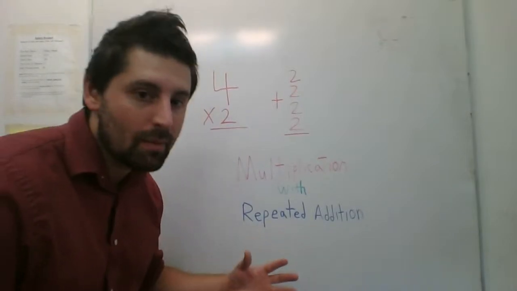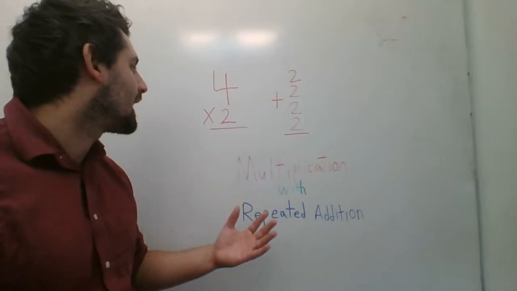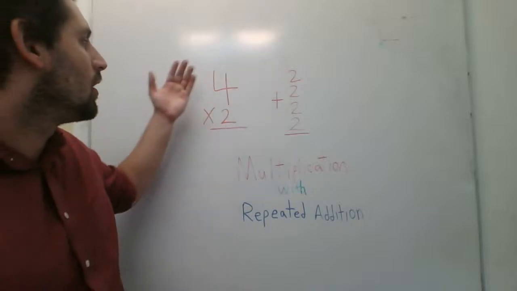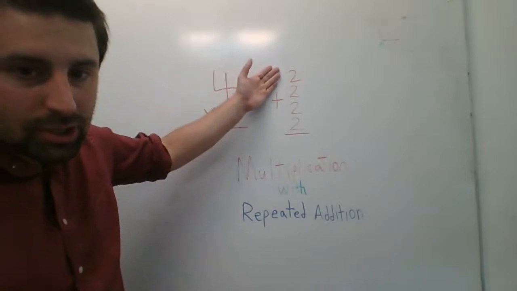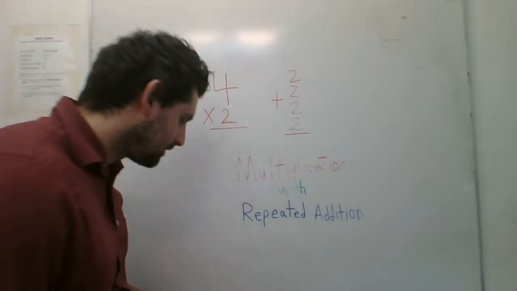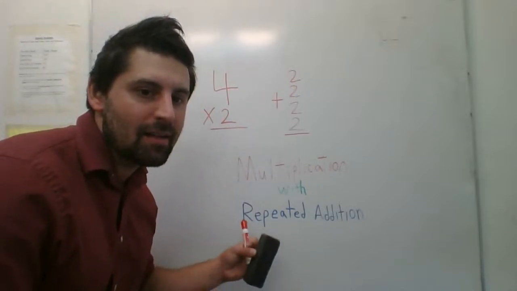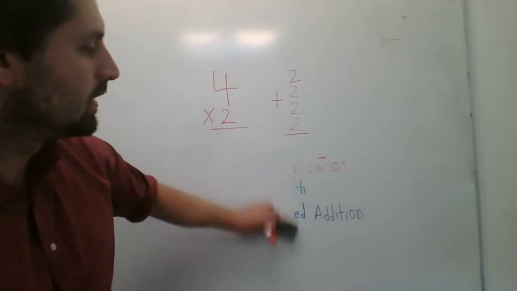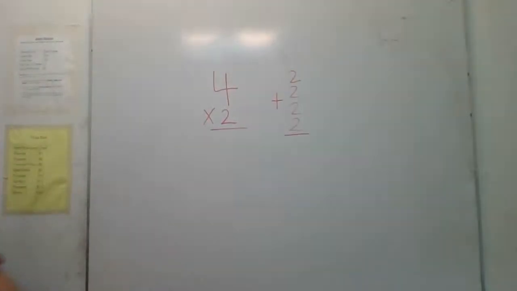Instead of making an array with pictures, another way you can find the answer to 4 groups of 2 is you just add the numbers. What 4 groups of 2 really means is you're adding the number 2 4 times. So for this live stream, I'm going to demonstrate how to solve multiplication problems using repeated addition. All right, we are going to get right into it.